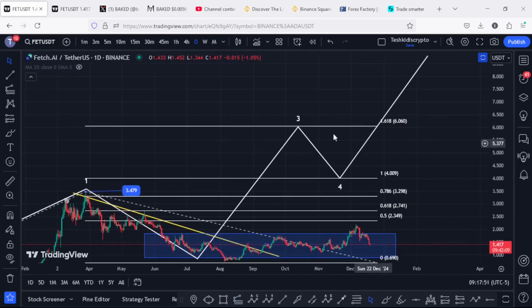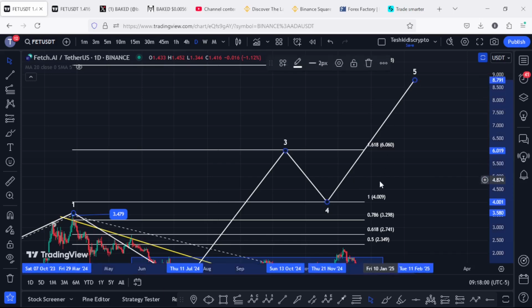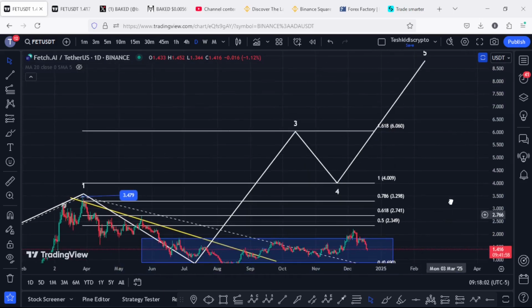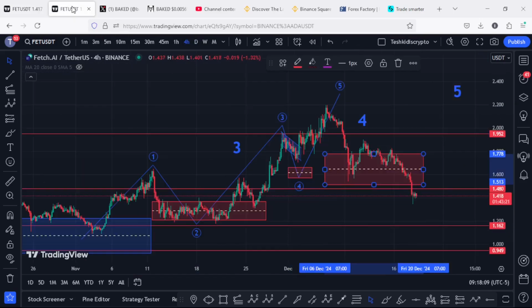And once we have a high in the formation of this wave 3, we can expect a pullback in a wave 4 and then continue pushing higher in the formation of this Elliott wave count 5, possibly taking us back above the $10 mark. So that is all I'm expecting on the long term.